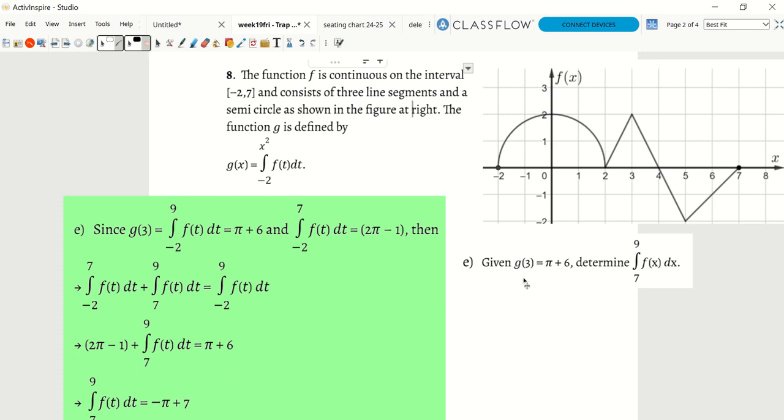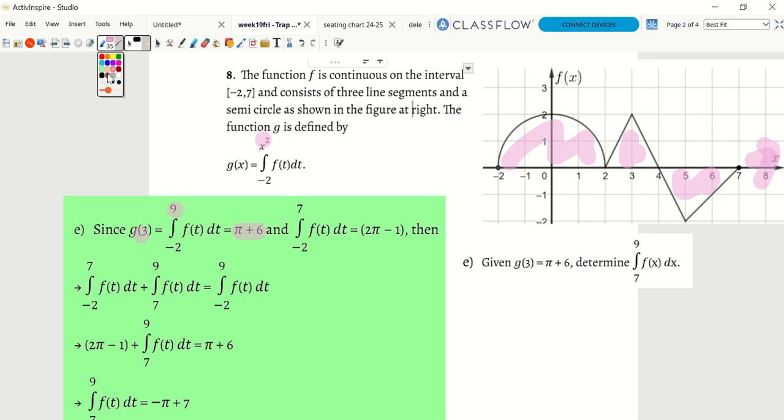Okay. Now, given g of 3 equals pi plus 6, determine this right here. Well, g of 3, when we plug in 3 into here, 3 squared becomes 9. And so this is basically the area of f from negative 2 to 9. So this whole pink here, negative 2 to 9, and whatever is over here, is given to you as pi over 6.